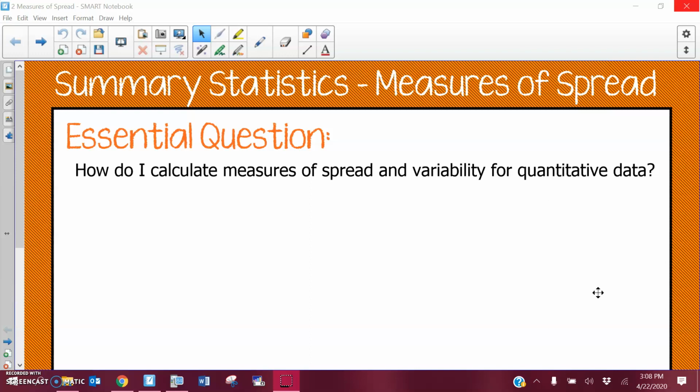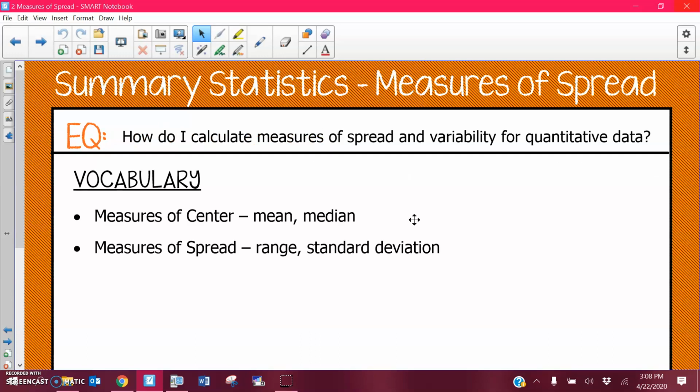Hey guys, today we're going to continue talking about summary statistics, this time talking about measures of spread. So today we're looking at calculating measures of spread and variability for quantitative data. Again, that just means numbers, and spread just really means how far apart is your data. Is it all bunched up right in the middle? Is it all spread out all over the place? Pretty straightforward, but let's talk about those different measures.